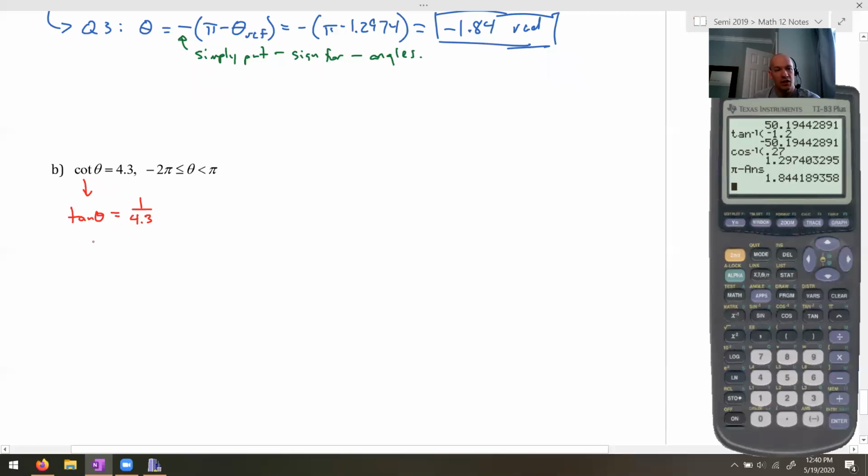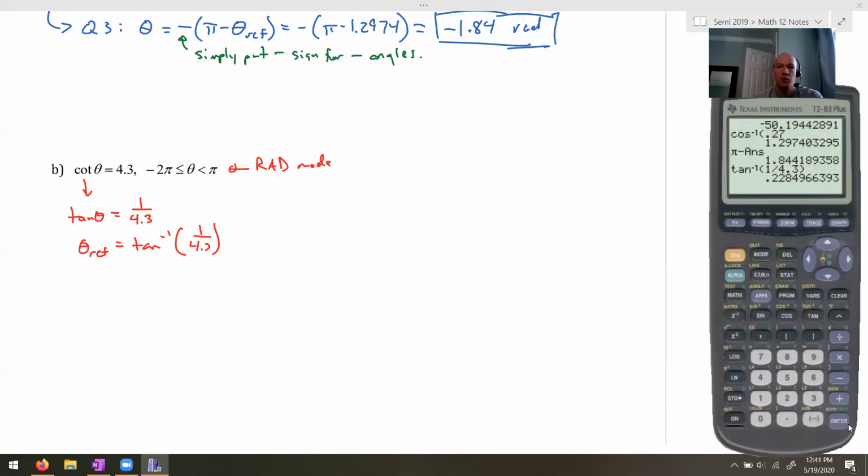So to get the reference angle, we're going to go inverse tan of 1 over 4.3. And again, this is radian mode. So we go to the calculator. I believe we are still in radian mode, and we go inverse tan of 1 divided by 4.3. And we get ourselves 0.228. So for whatever that is worth, I'll even take one more decimal place. I like to take a couple extras. Okay, so that is 0.2285, and just to keep it in your brain, what did you actually solve for?